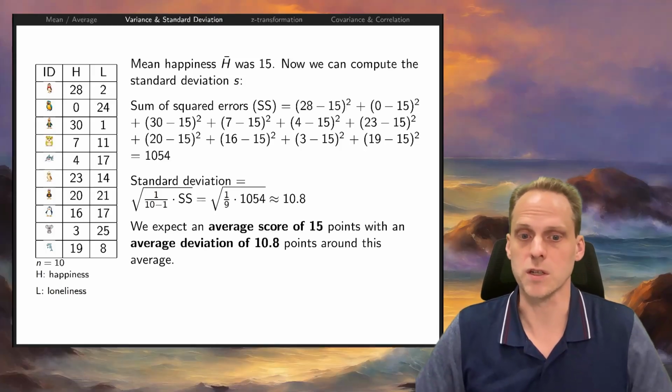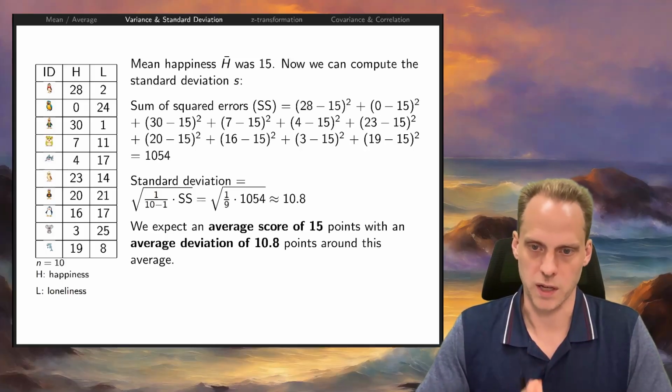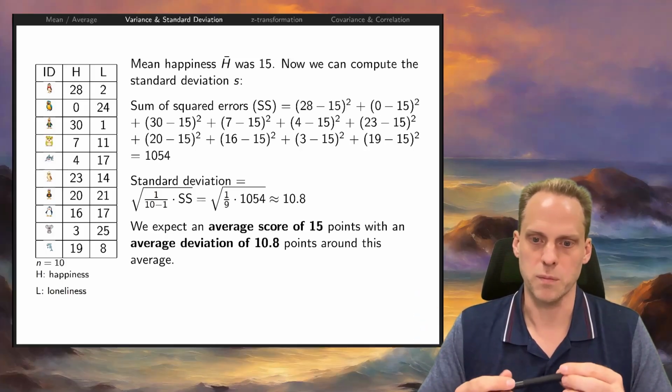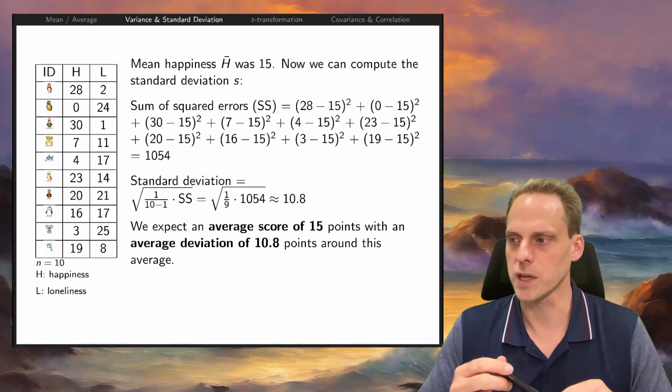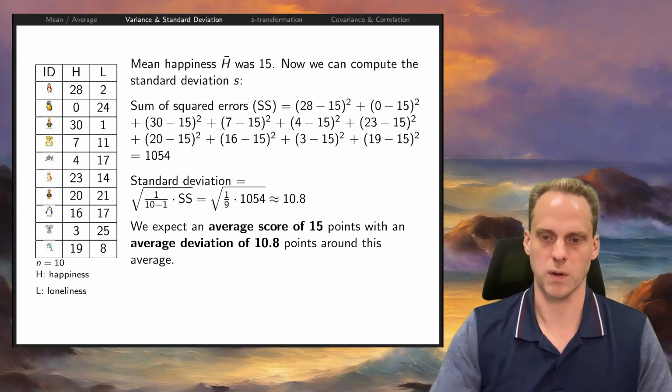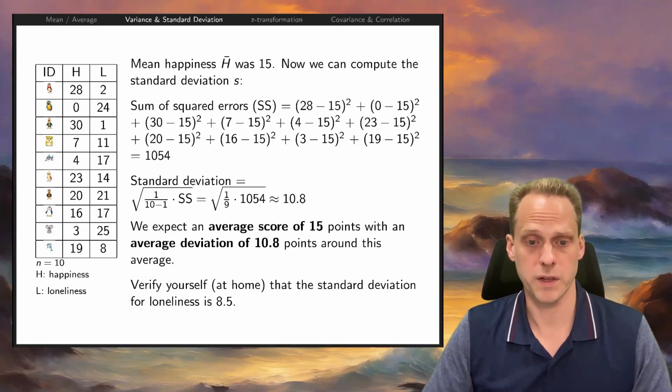which means that, okay, sure, right? Our sample had an average score of 15, but there's quite a lot of spread around that. On average, people are 10 points away from that, even though they could be a maximum 15 points away from it, because it scales from 0 to 30. That's quite a lot.